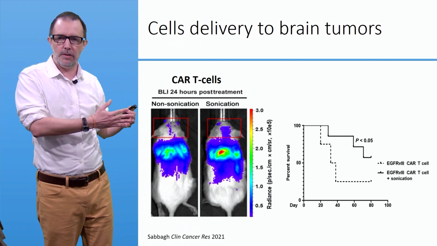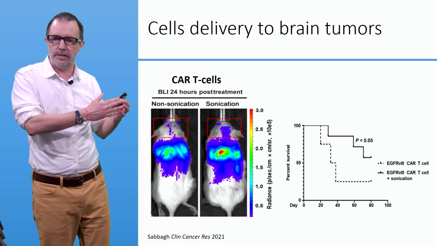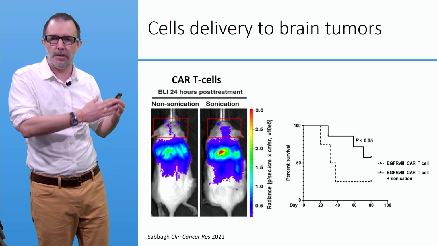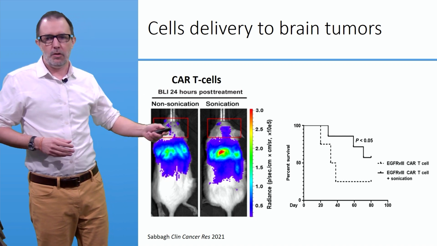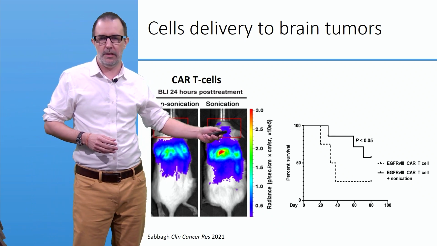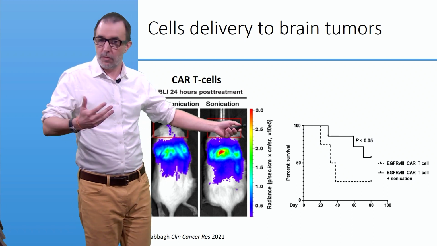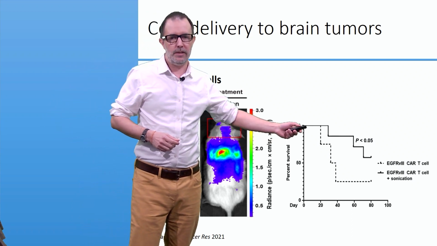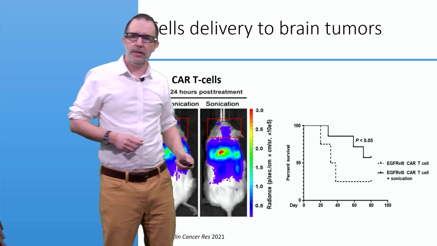We can also do it to deliver cellular therapy. So this is to deliver, in this example, CAR T-cells, T-cells that have been engineered to express this chimeric antigen receptor. No sonication, sonication, and you can see accumulation of these CAR T-cells in the brain. That also resulted in a therapeutic efficacy with an improved survival of these treated animals.